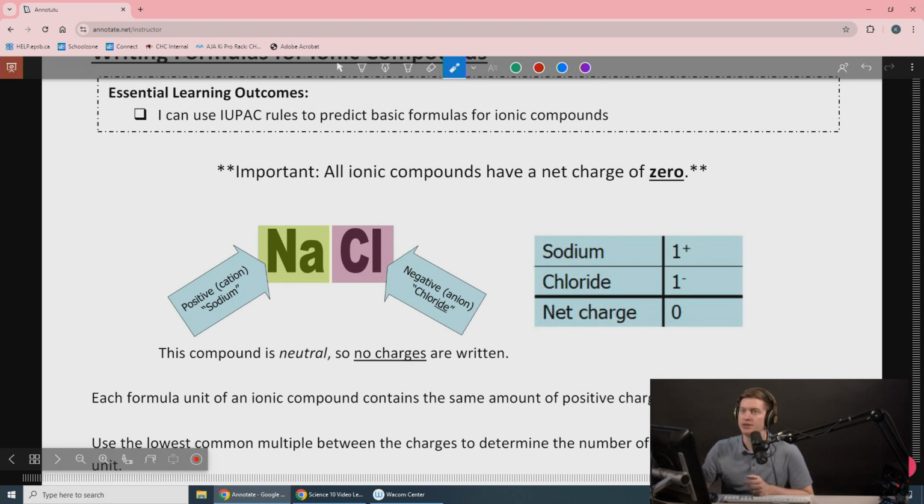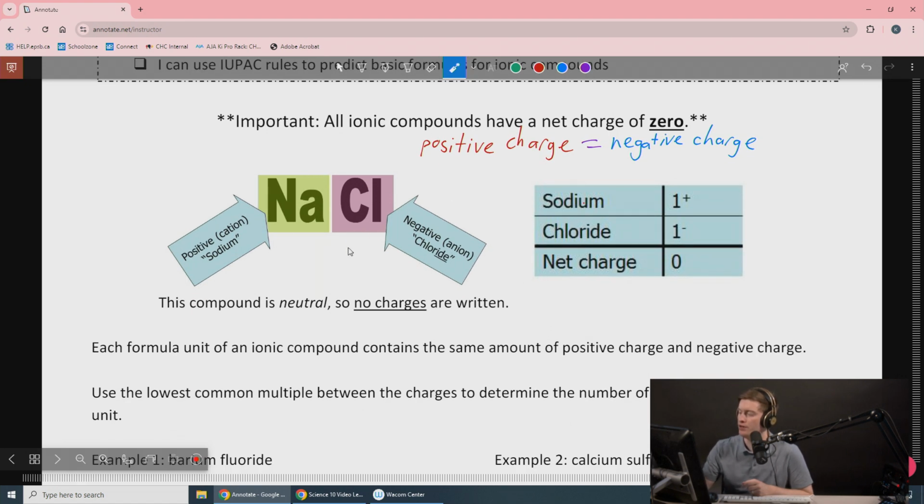In order to build these formulas, the important note here is that all ionic compounds have to have a net charge of 0. What that means is that the positive charge from the cations has to equal the negative charge. The positive charge must equal the negative charge. For sodium chloride, this happens pretty easily because sodium brings a +1 charge, chloride brings a -1 charge, so the net charge is 0. Because the compound overall is neutral, neutral means that the charge is 0.